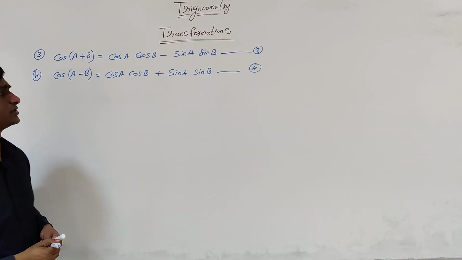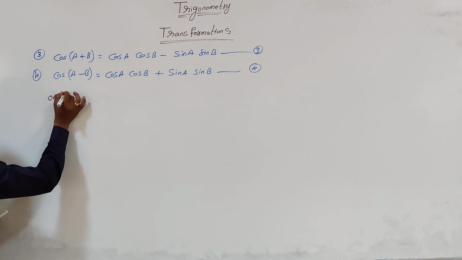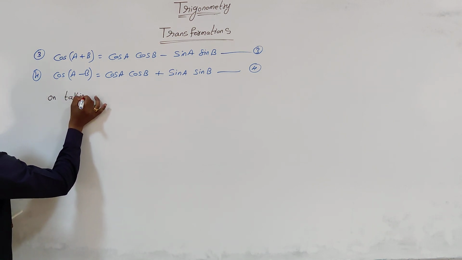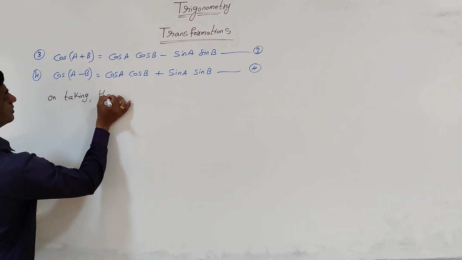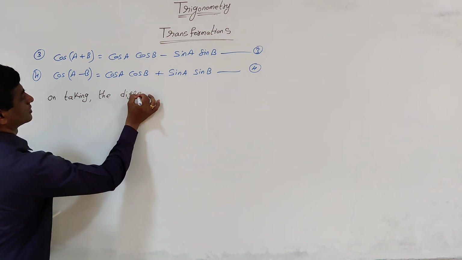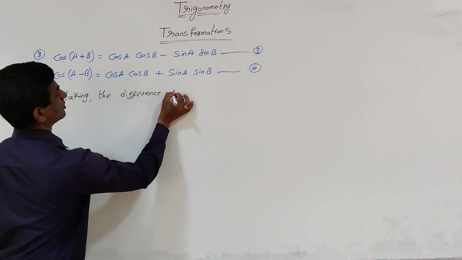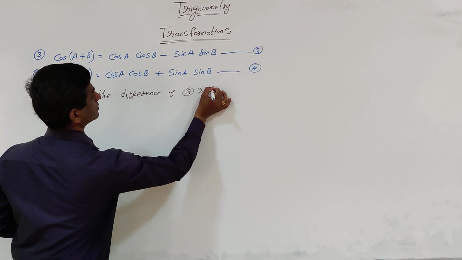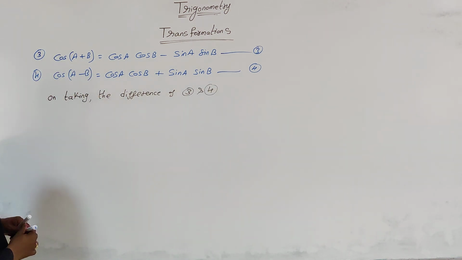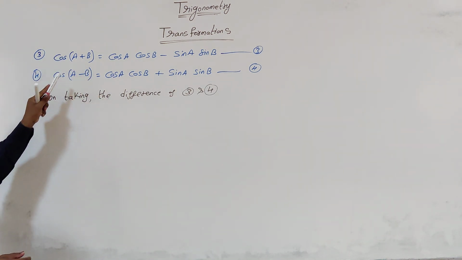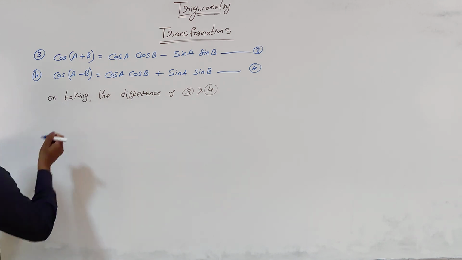So if we take the difference of 3 and 4, that is cos of A plus B minus cos of A minus B.